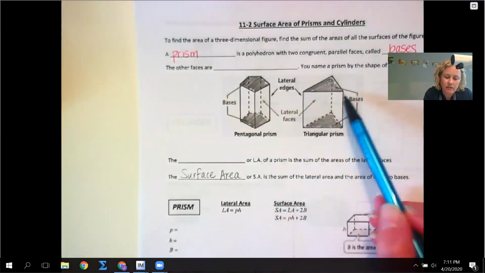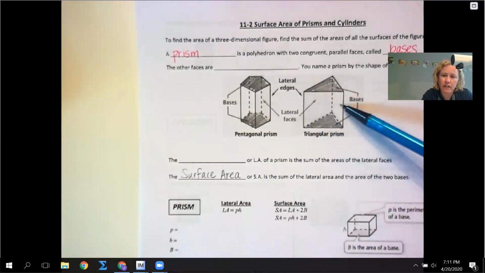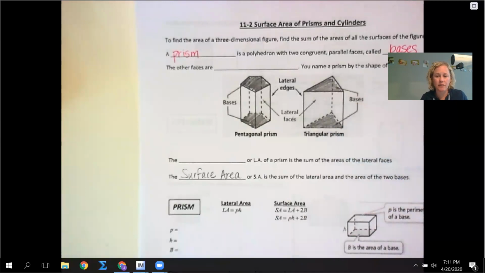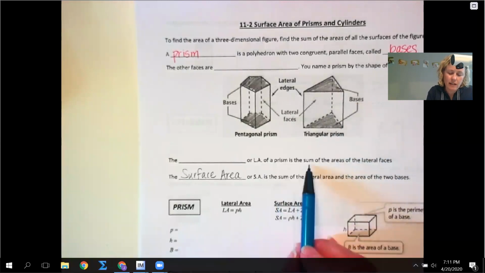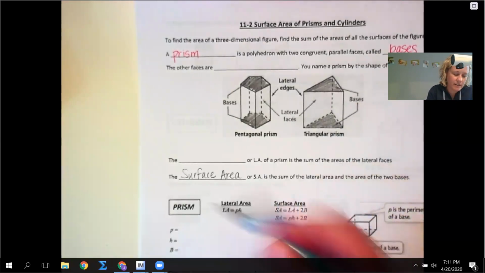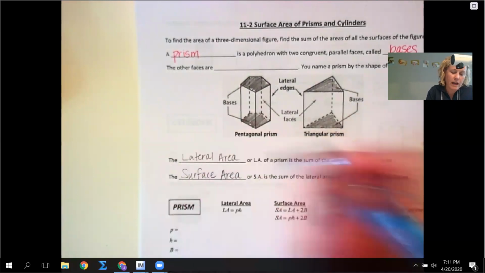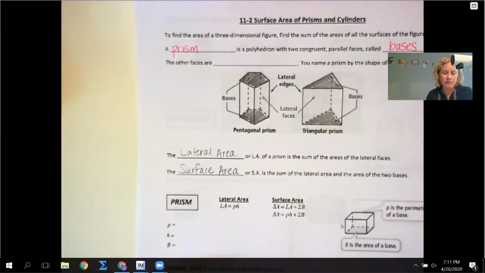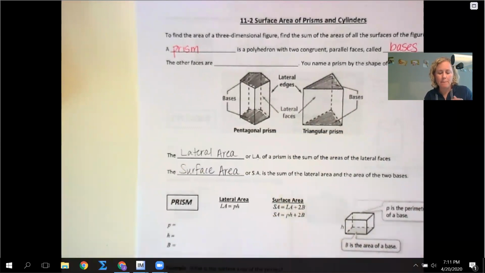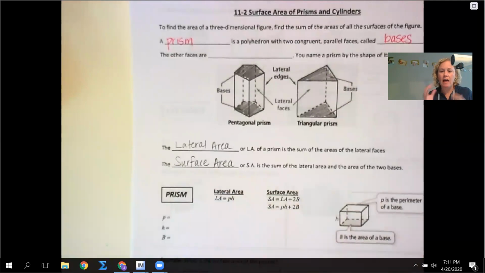And they're always rectangles, okay? So this is a rectangle, okay? Back here we have a rectangle, over here we have a rectangle. Those are lateral faces. They are not bases, okay? So lateral area is the sum of the areas of all the lateral faces. Okay, and we abbreviate that with LA. And then surface area is that lateral area plus the bases, okay? So surface area is everything added together.